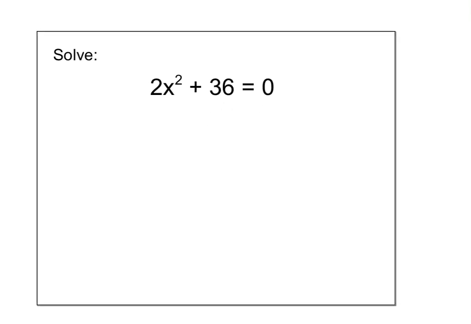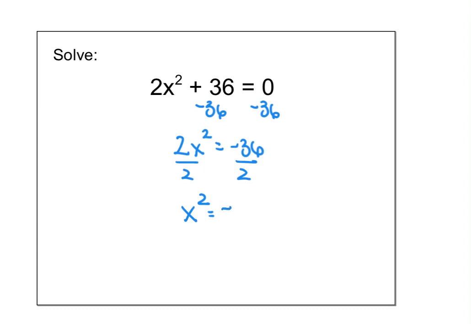Our second problem to solve, 2x squared plus 36 equals 0. First thing I'm going to do is subtract that 36 from both sides. And I have 2x squared equals negative 36. To solve for x, I'm going to divide both sides by 2. And I get x squared equals negative 18. To finish up, I'll take the square root of both sides.